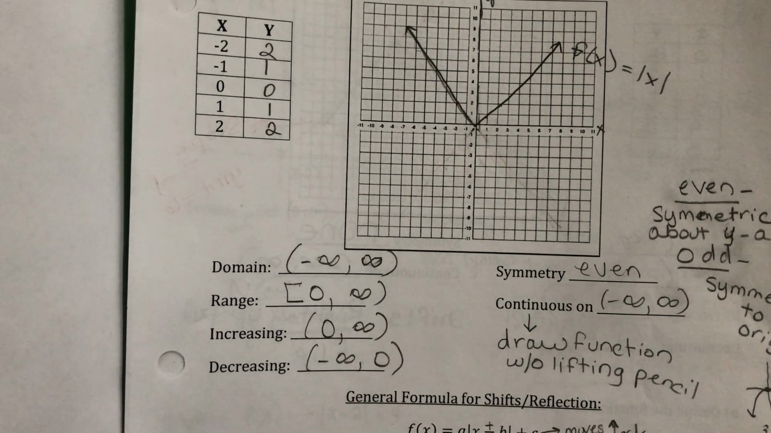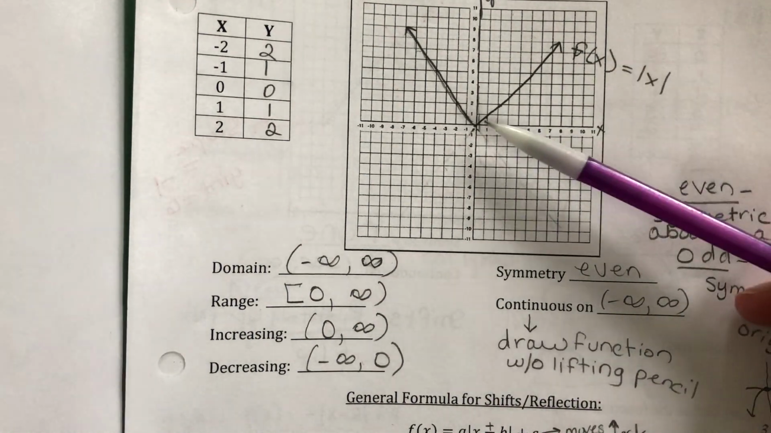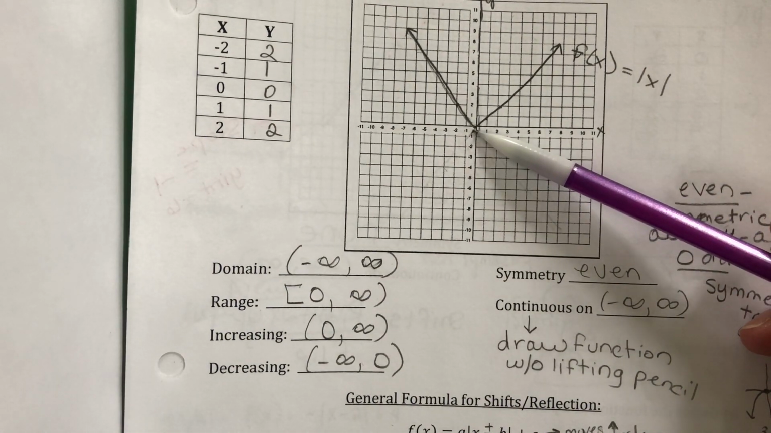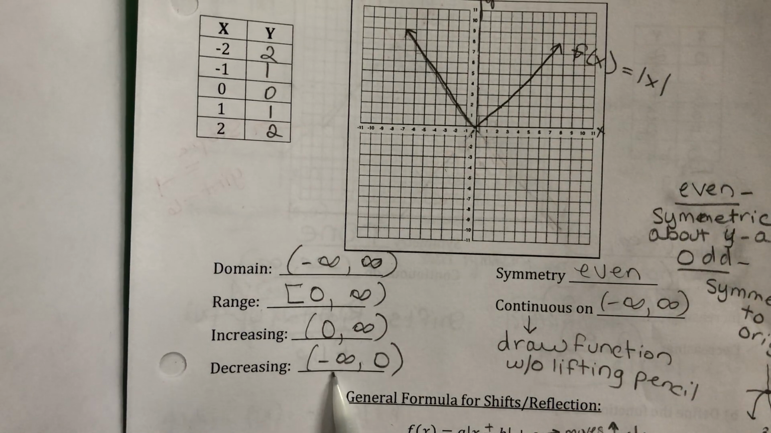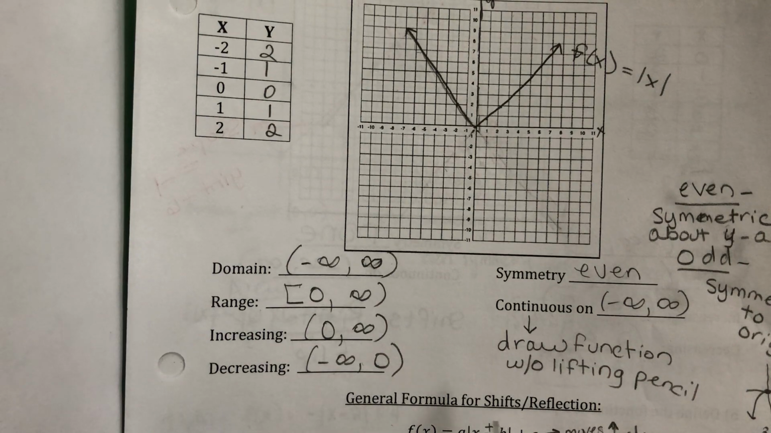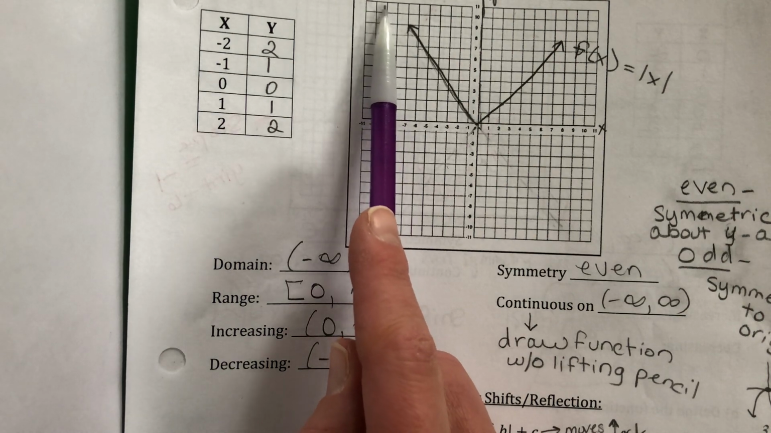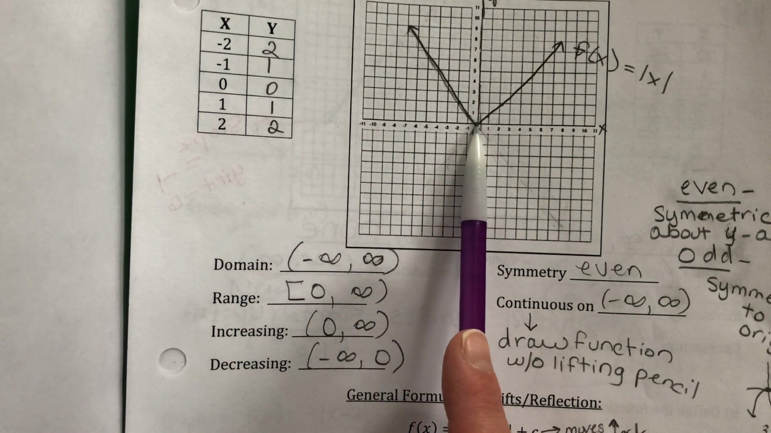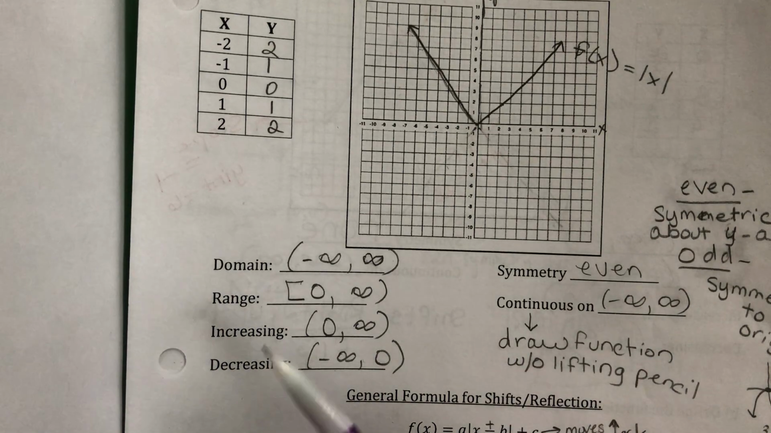Where is this increasing and decreasing? The intervals where I see this graph increasing are from 0 to infinity. And where do I see the graph decreasing or going down? And by the way, when you're looking at increasing or decreasing, look from left to right. So the graph is going down from negative infinity to 0. Okay, so that's what increasing and decreasing stands for.